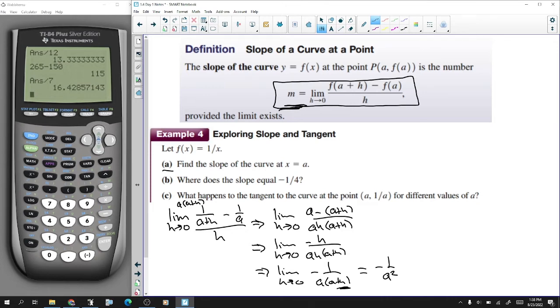Well, if we have a value, let's say we wanted the slope of the curve at negative 1 fourth, now for part b, all we've got to do is plug negative 1 fourth in for this. So negative 1 over negative 1 fourth squared. And that's going to be negative 1 over 1 sixteenth. That's going to be negative 16. What happens to the tangent of the curve at the point a, 1 over a for different values of a? I'm not worried about that question.